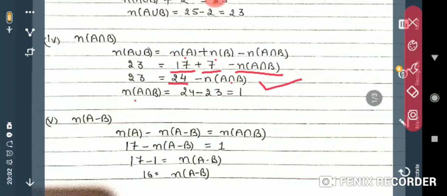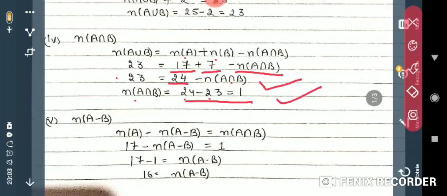So it will come here and it will become positive. So 24, here it is positive, it will come here. When the sides are changed, the integers are also changed. So 24 minus 23, you will get 1.